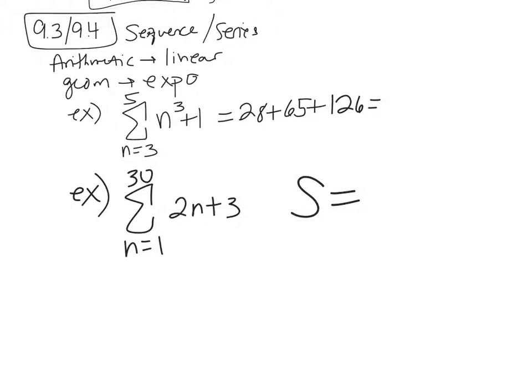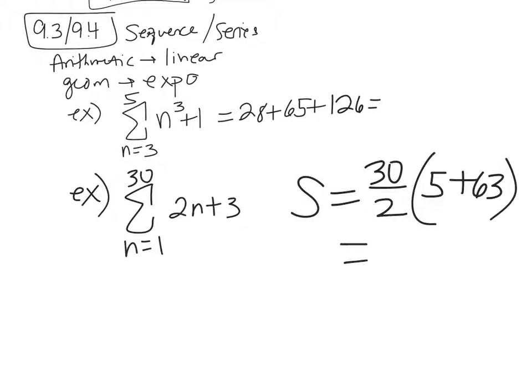So, n over 2, so there's 30 numbers over 2. The first number is to plug 1 into your formula, which gives me 5. And my last number is to plug 30 in, which gives me 63. And then you figure out what that is.